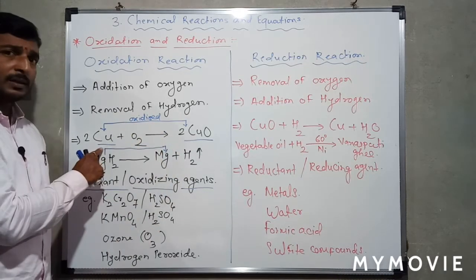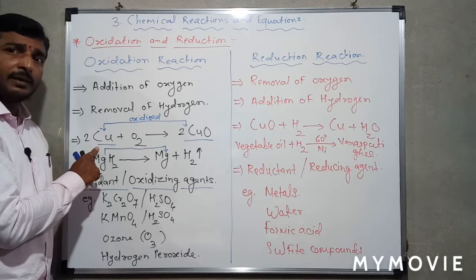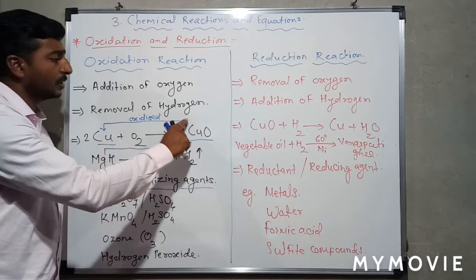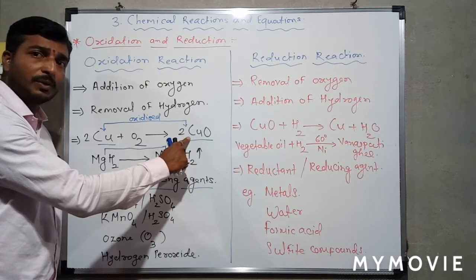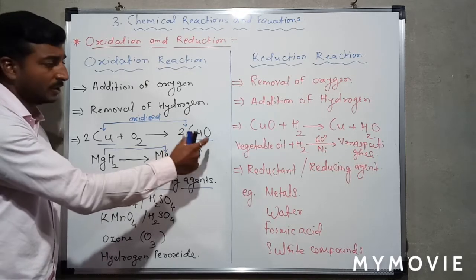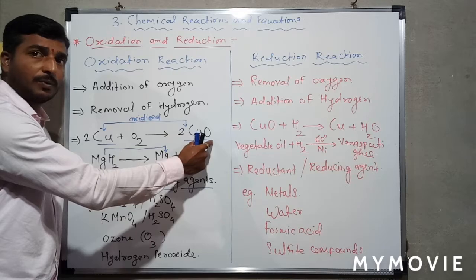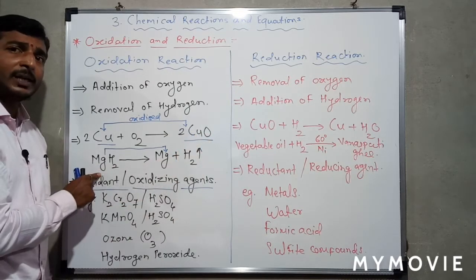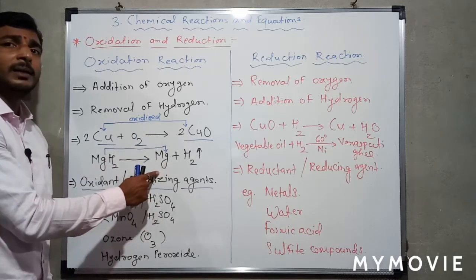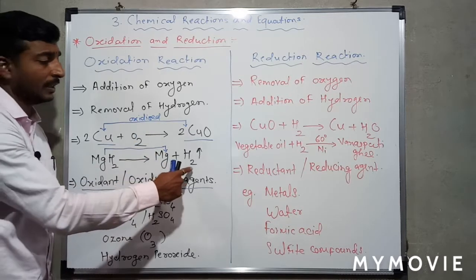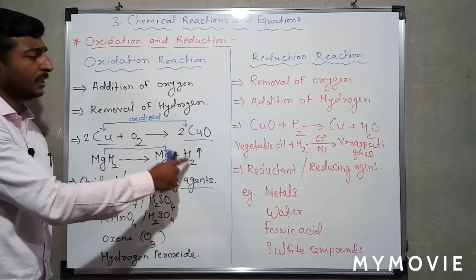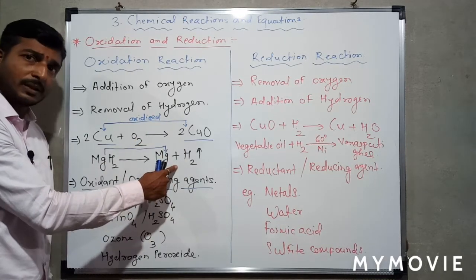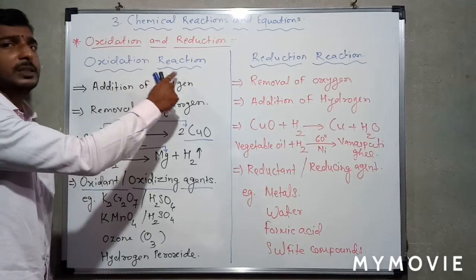So what is happening here? The reactant is getting oxidized, copper is getting oxidized. Means copper combines with oxygen to form an oxide compound, that is copper oxide. Oxygen is combined with the copper to form an oxidized product. Magnesium hydride gets oxidized to form magnesium, means losing hydrogen. If there is a combination of oxygen or loss of hydrogen, that type of reaction is called an oxidation reaction.